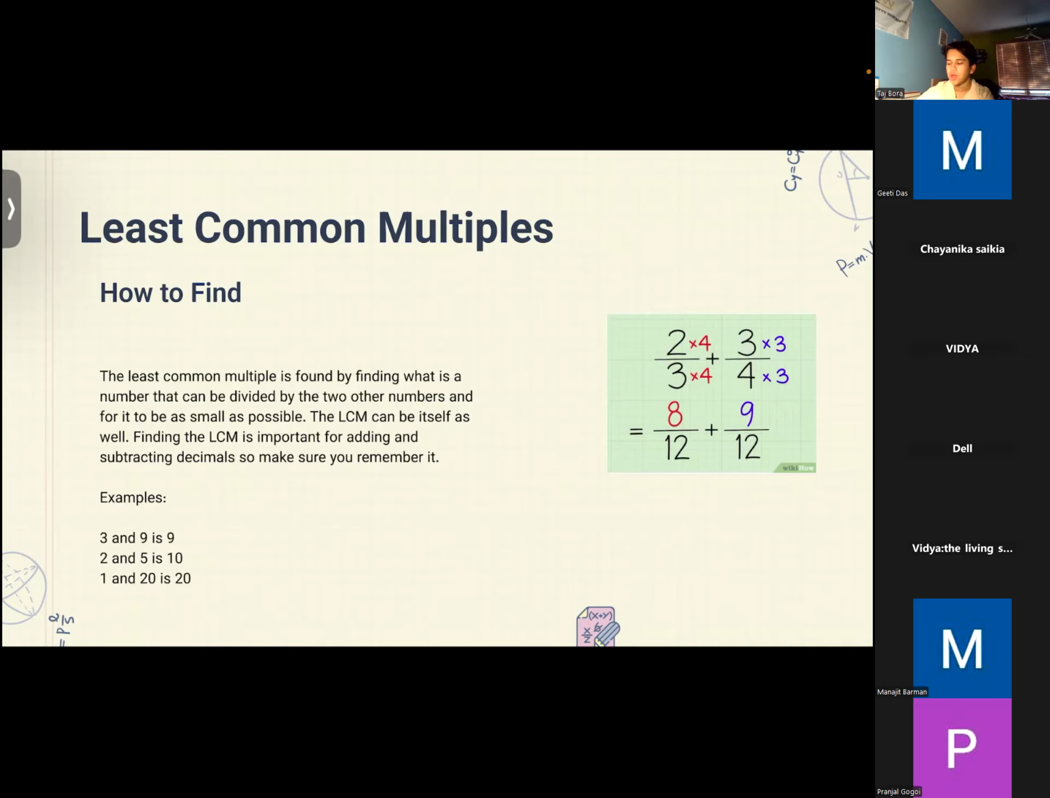And it wouldn't be a number like 20 because even though 20 can be divided by 2 and it can be divided by 5, there is a number that is smaller that can be divided by both of them.